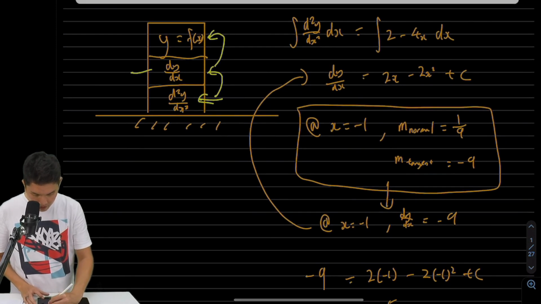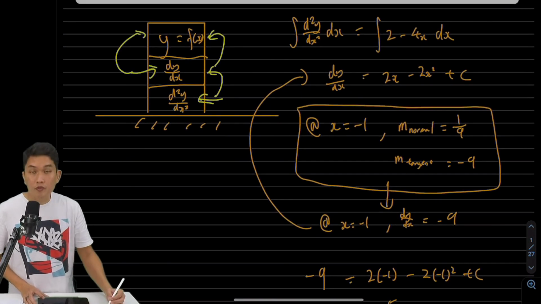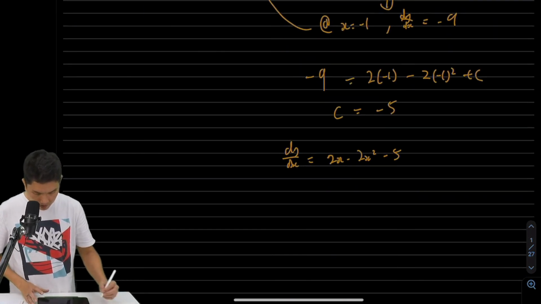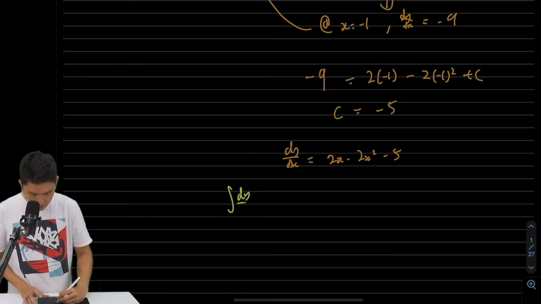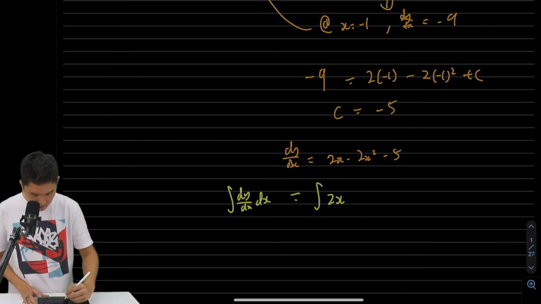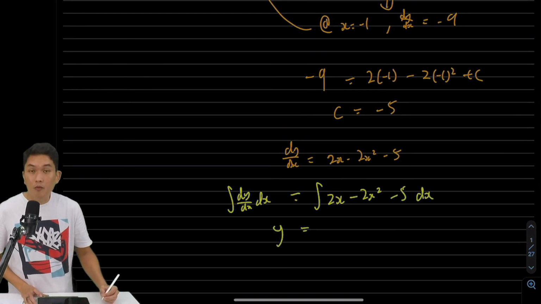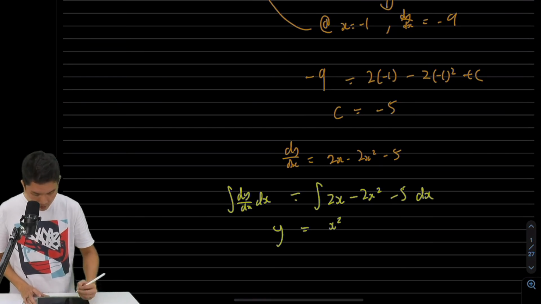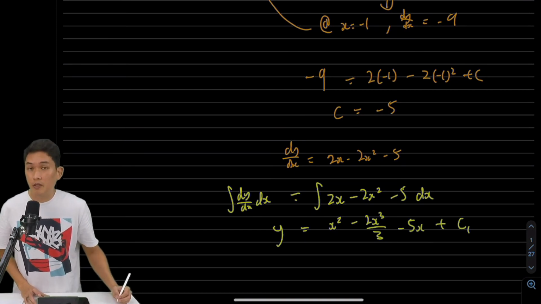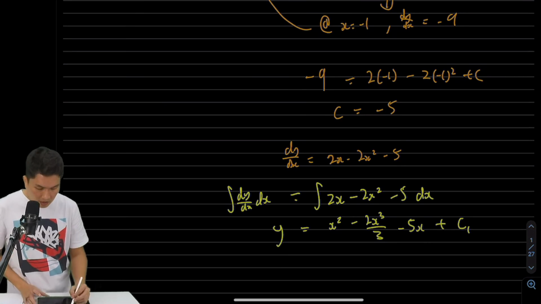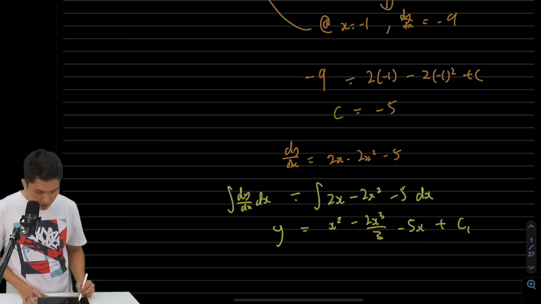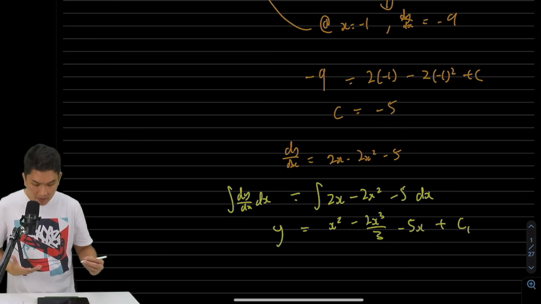Okay, so this is where we are now. In terms of the building, we are here now. We're going to do one last integration to get y. So let's do it. I'm going to integrate dy dx with respect to x. That's the same as integrating this one with respect to x. On the left hand side, I'm going to get y. On the right hand side, I'm going to get x squared minus 2x cubed over 3 minus 5x plus another constant, which I'm going to call c1. Now be careful, don't call this c. If you call this c, then you're saying that this term over here is negative 5. It's not, right? It's some other thing.